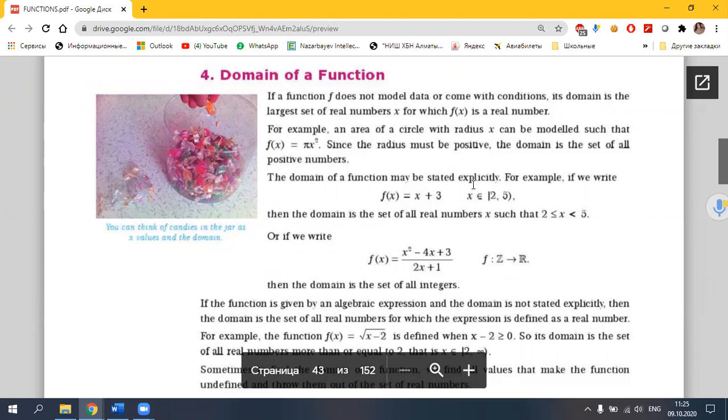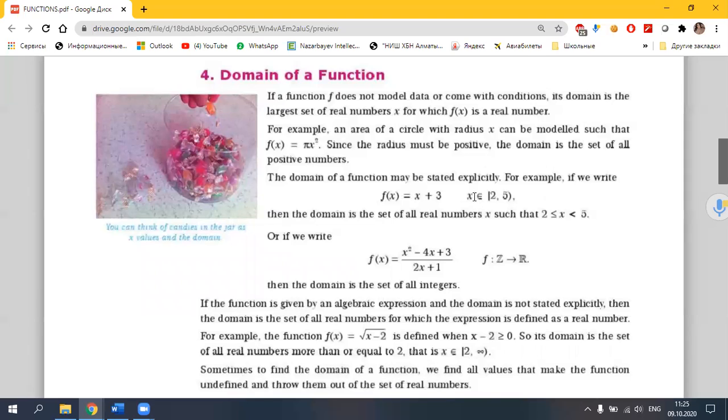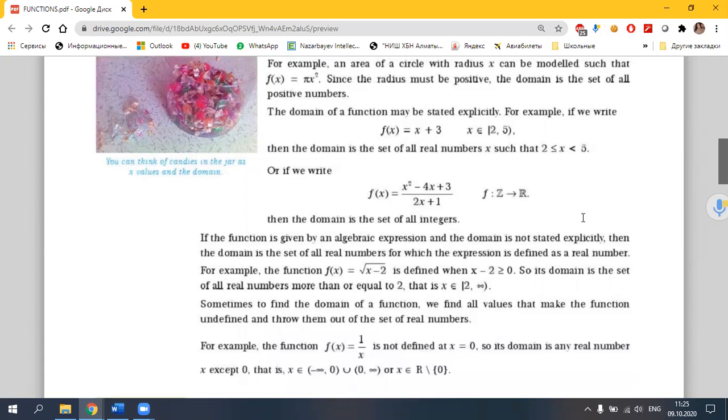Немесе кейде өздері беруі мүмкін есепте. For example, if we write, міне мына жерде 2-ден 5-ге дейін деп беріп қойыпты. Яғни, the domain is the set of all real numbers such that 2 less than or equal x less than 5. Осы аралықтағы сандарды қабылдайды.